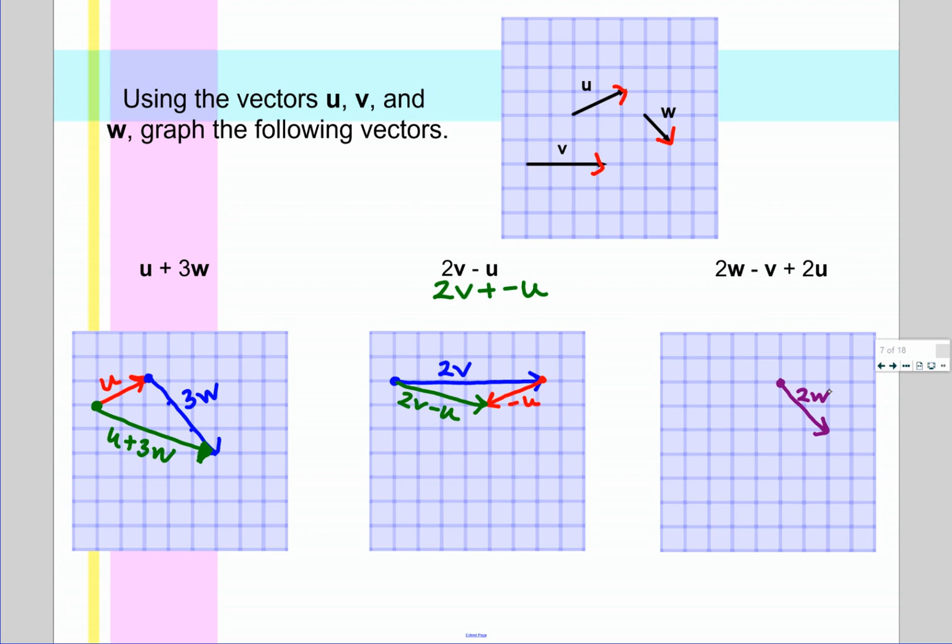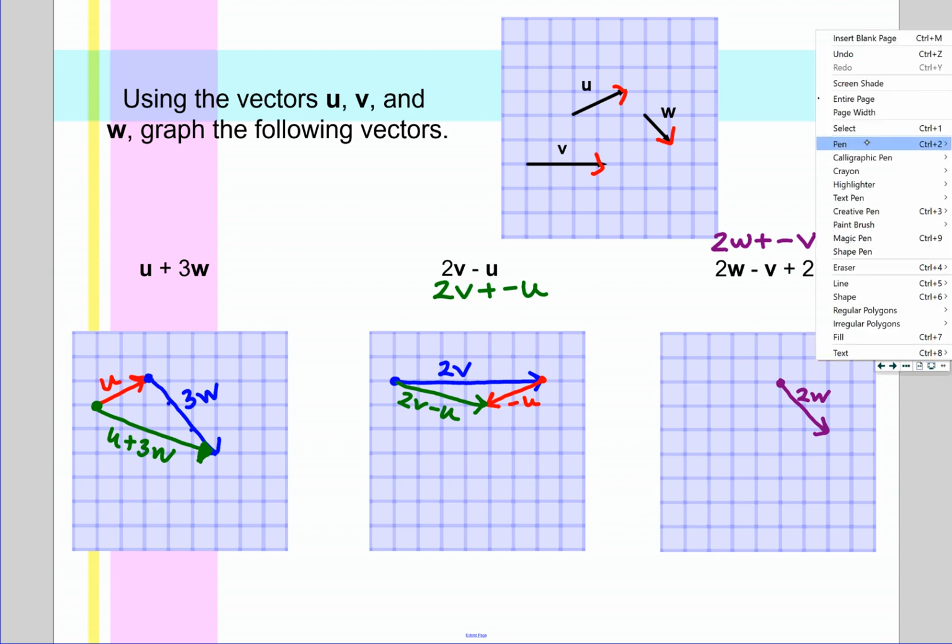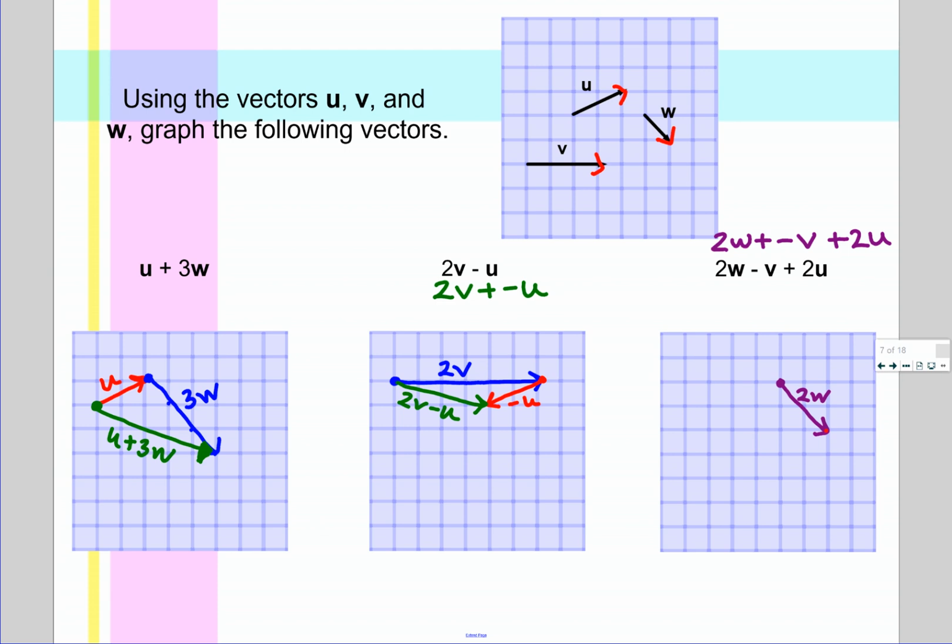Then I need to add on the opposite of v. Okay, so from where that vector ended, where am I going to move? Left 3. That's the opposite of v. Then we're going to add on 2u.